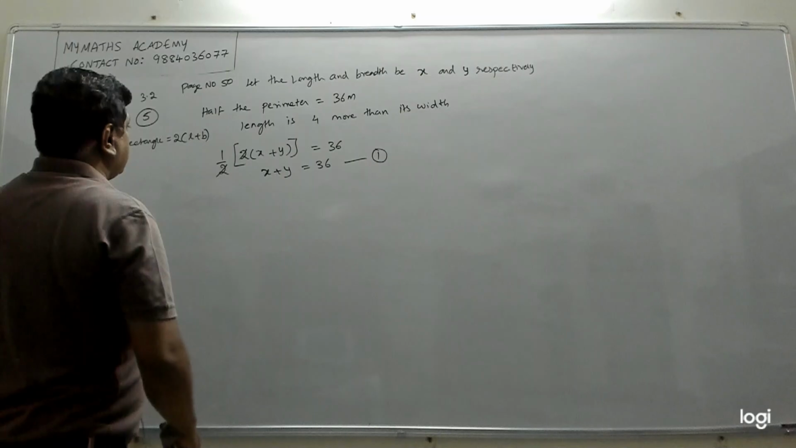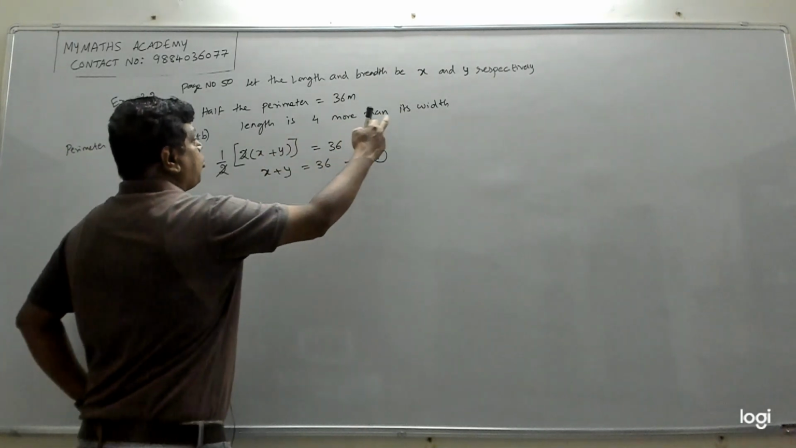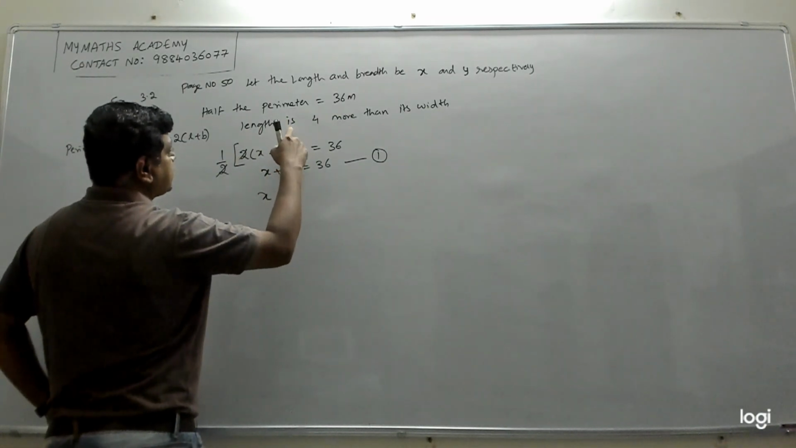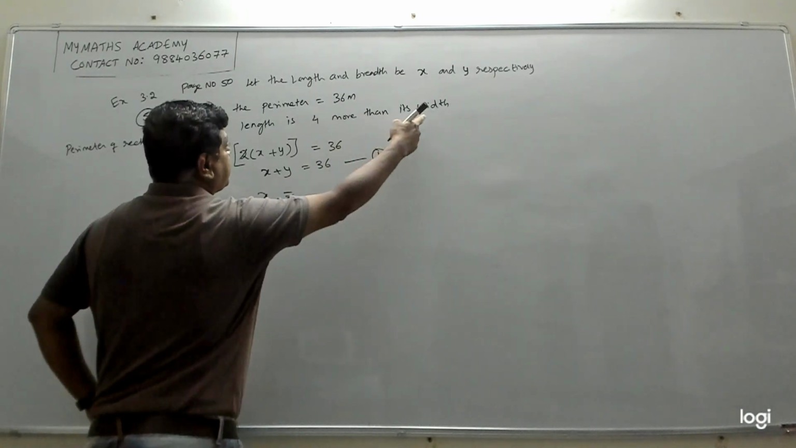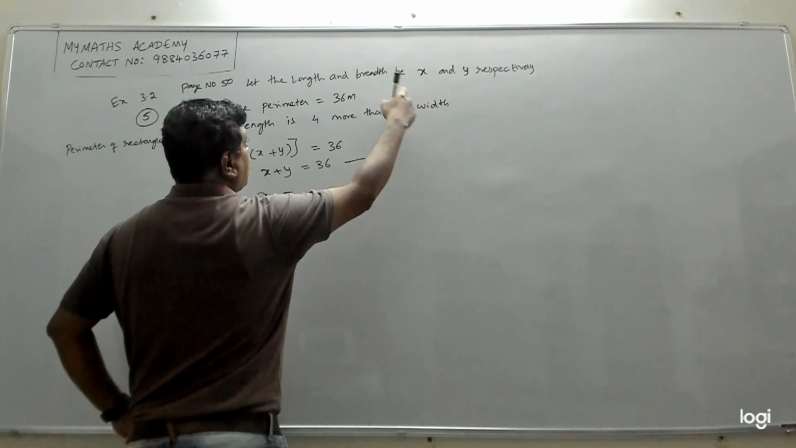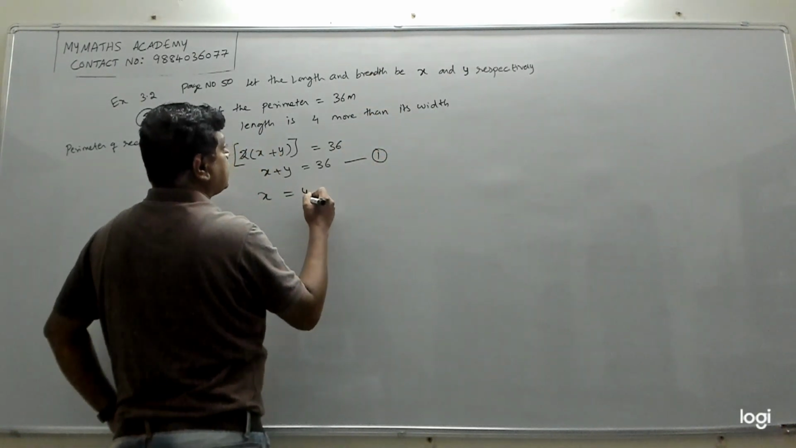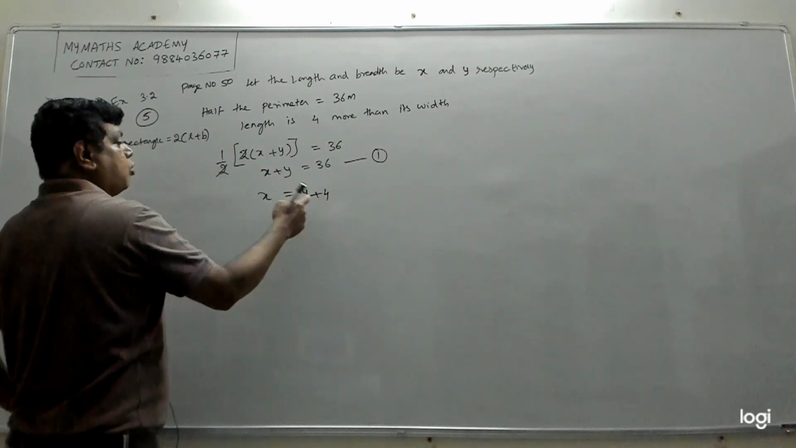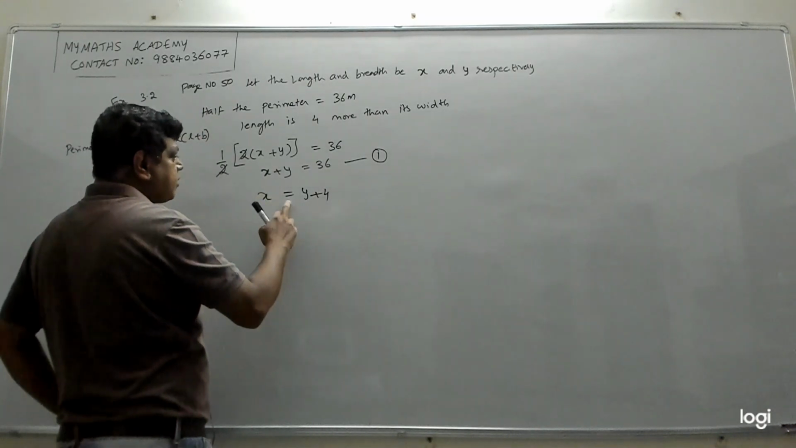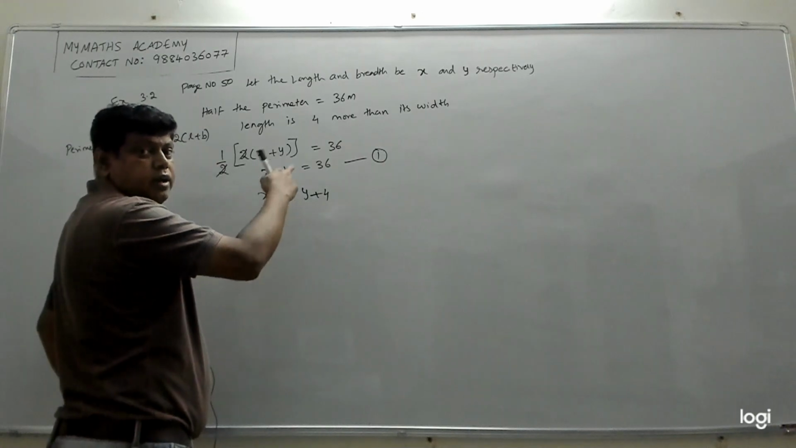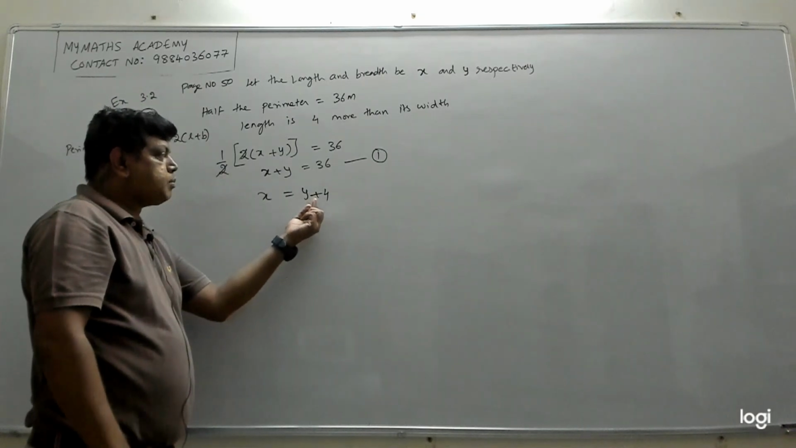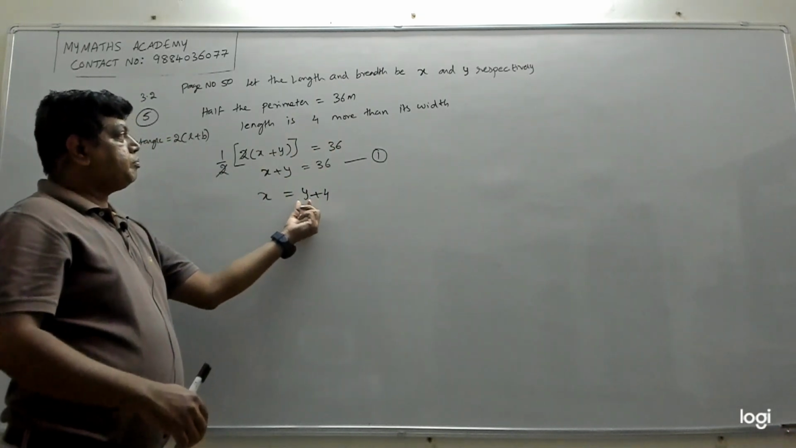Right, now the next one is: length is 4 more than its width. So length is what? Length is x. Is means equal to 4 more than its width. Width means breadth. So width is how much? Width or breadth both mean the same, which means y plus 4. The length is 4 more than the breadth. So always write the breadth first and then put plus 4 when they say length is 4 more than the breadth. 4 more we write as plus 4, meaning it is 4 more than its width.